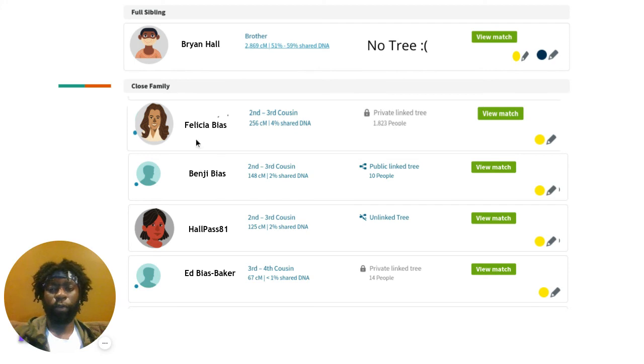And again, that's just focusing at this point on Felicia and Ed, who have private trees, which likely also connect to Isaac and Mary. And we may want to reach out to them. We may want to follow the same process that we just took with Hall Path 81, or also reach out to Benji and say, hey, there are these other matches who have the same surname within my Hall cluster. How do you relate to them?